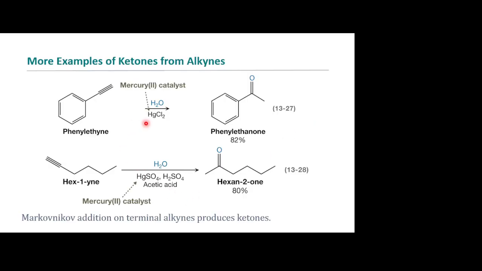Okay, so these are some more examples of ketones from alkynes. This is a mercury 2 catalyst that you're using here. So it's mercury with chloride on it. And this can again give you your ketone form, 82%. This is going to be water in the presence of mercury sulfate and sulfuric acid. You also typically need some acetic acid to finish this thing off. And this again is going to give you your keto form. And notice whenever we do these Markovnikov additions on the terminal alkynes, it's always going to produce those ketone forms.